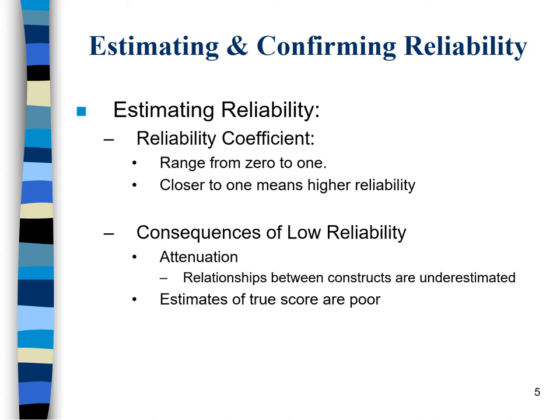So let's talk about various ways that we can measure reliability in research. We're going to cover four different ways, and I'm just giving you an overview. We could spend an entire semester talking about these various ways of measuring reliability, but I'm going to talk about four different approaches that are commonly used in criminal justice research.